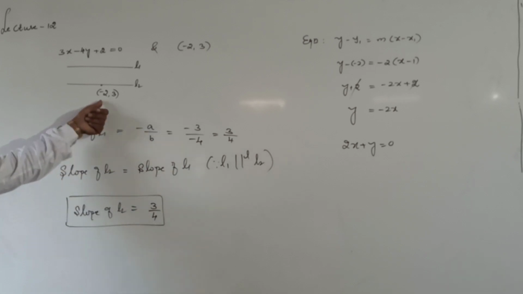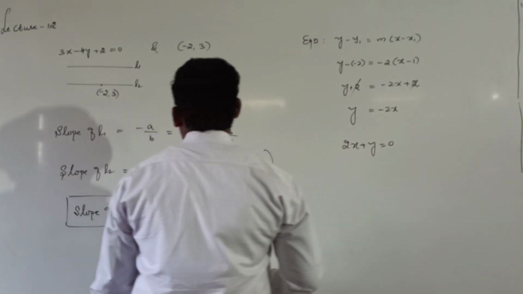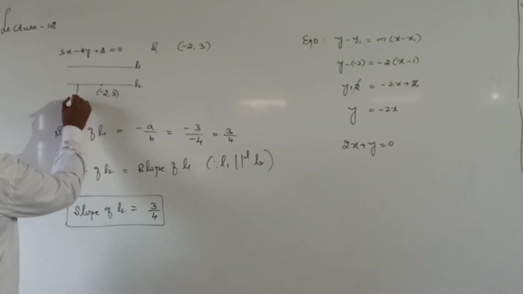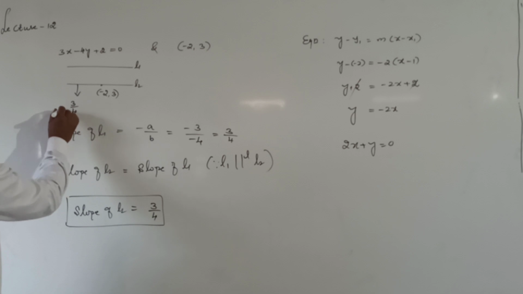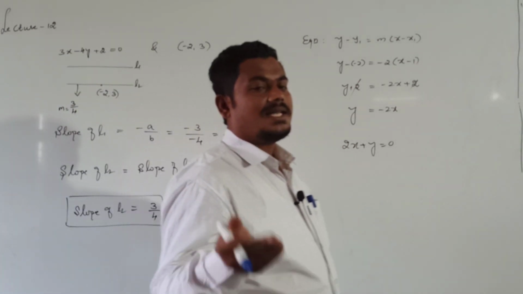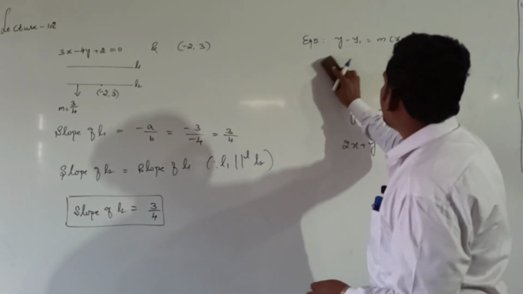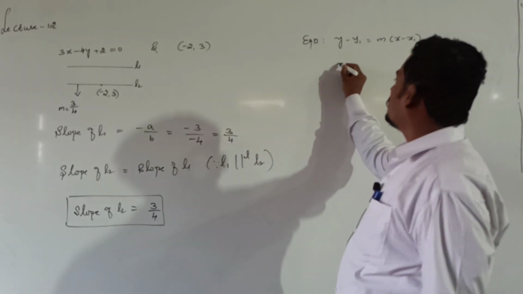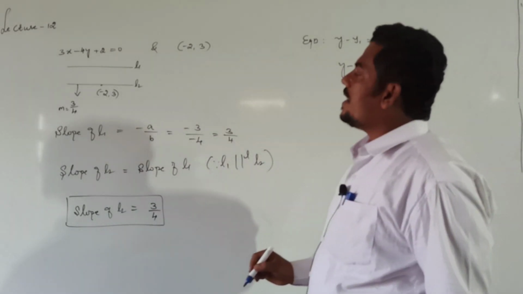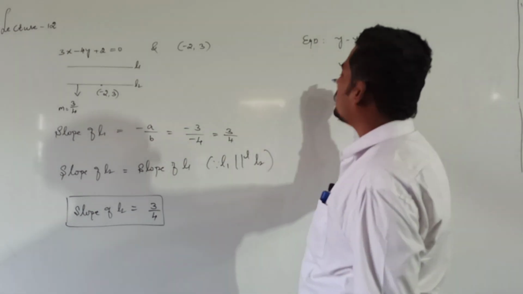Slope and point they have given. Just use the slope point formula. In this case, what is the m value? This is our m value, that is 3 divided by 4. By using the parallel condition, find its slope, then use the slope point formula. Y minus y1 is equal to m into x minus x1. Y minus y1 value 3, that's equal to, what is the m value? 3 divided by 4.